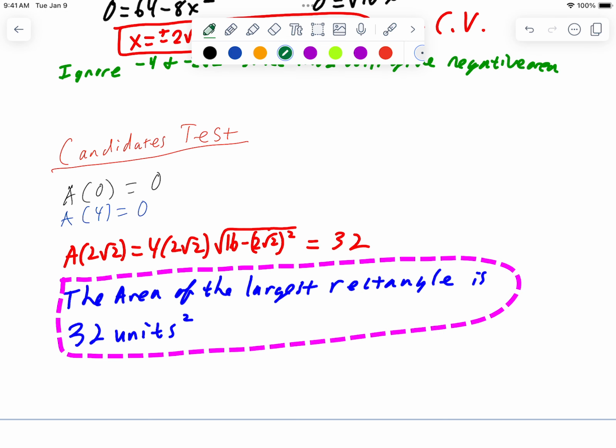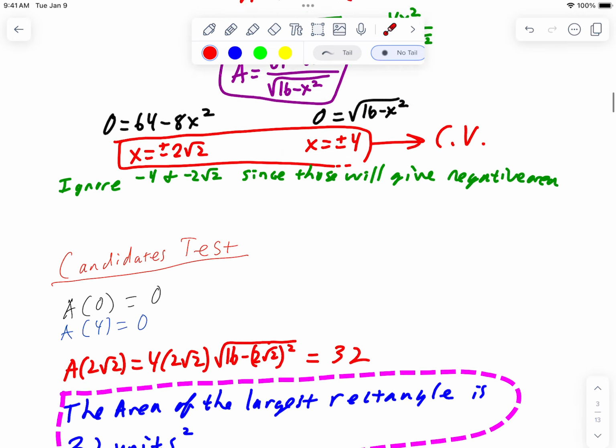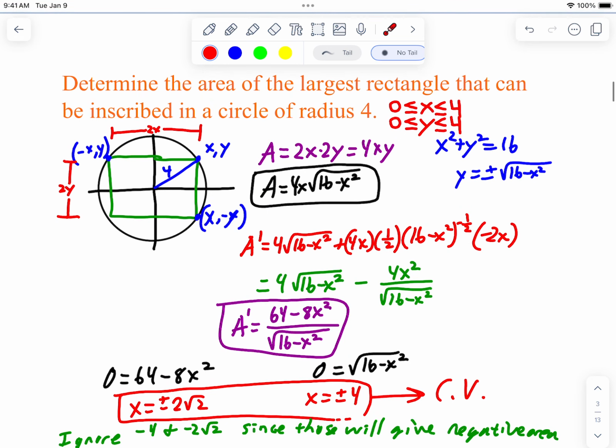All right, so hopefully you got that the area of the largest rectangle is going to be 32 units squared. Perfect. No questions? Moving on. All right, I'm just kidding. That's the low blood talking.